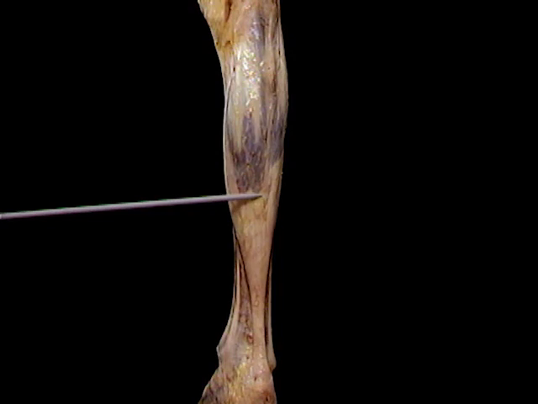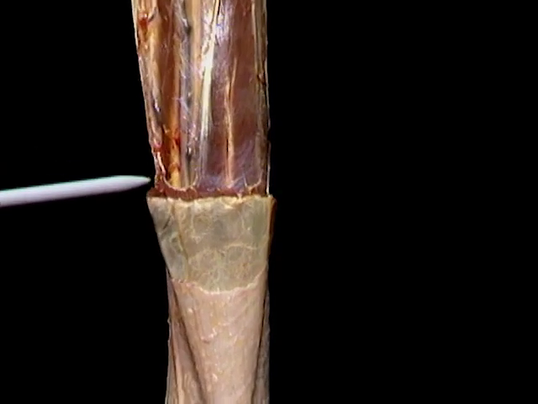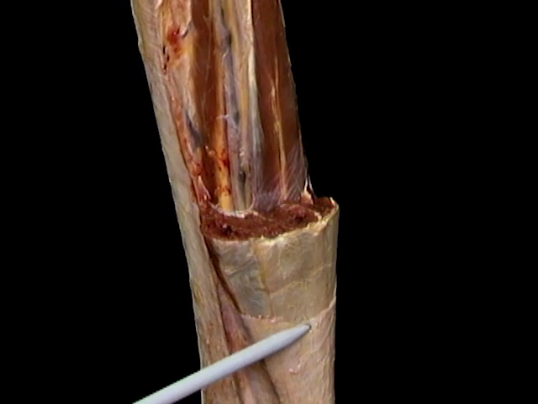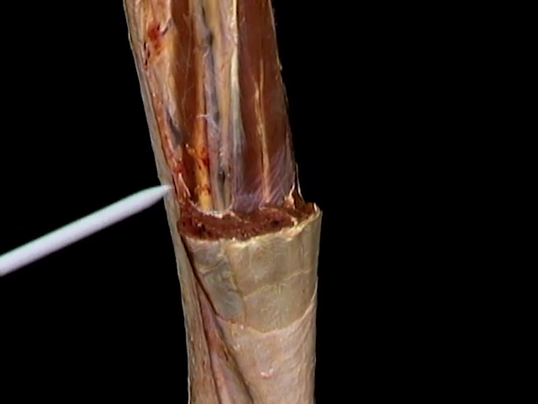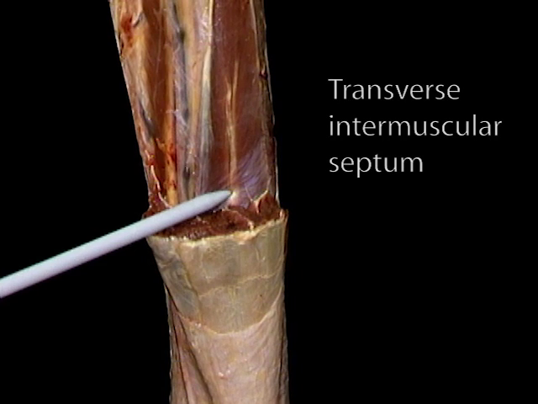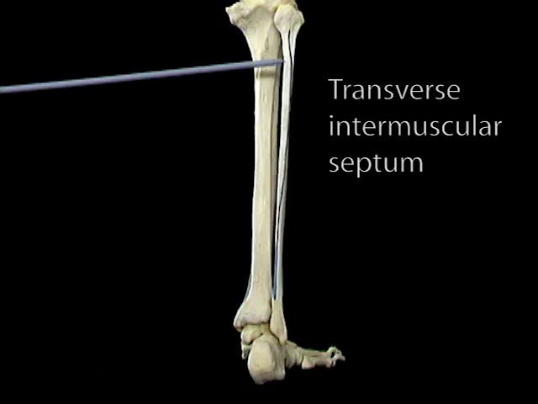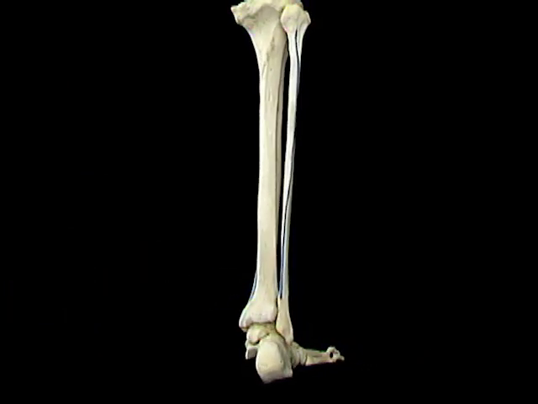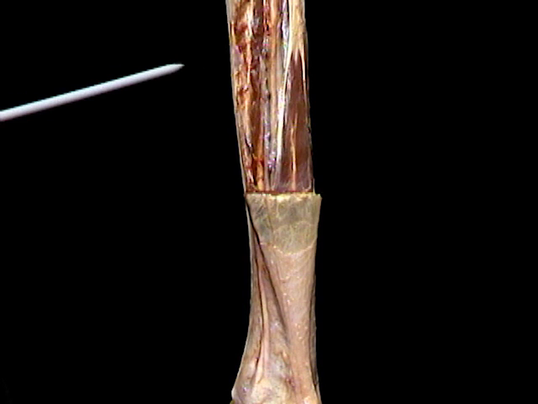We'll remove gastrocnemius and soleus down to here. Here's soleus divided. Here's the investing deep fascia divided at a lower level. In front of soleus, this transverse intermuscular septum crosses the back of the leg. It runs from here on the tibia to here on the fibula. Three muscles that we haven't seen yet lie between the transverse septum and the bones.